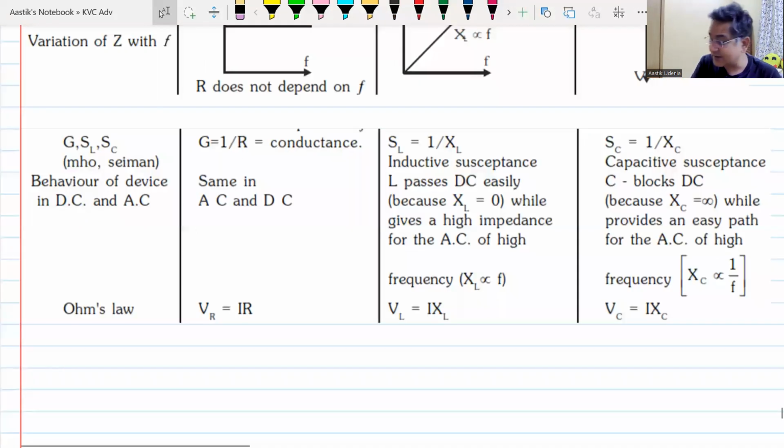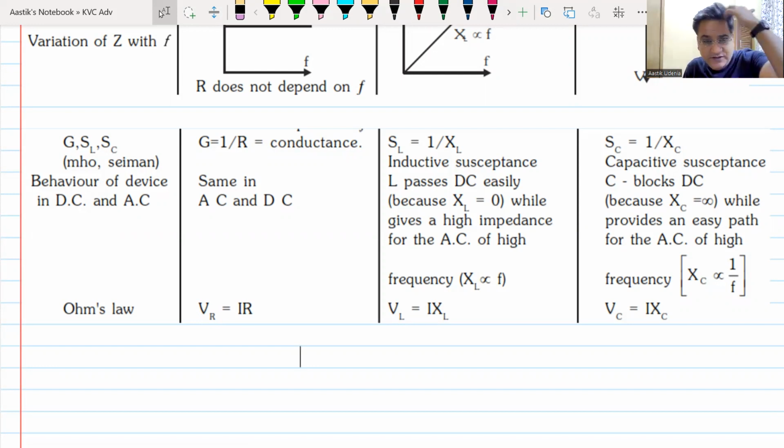Then in the next case, we have susceptance and all those things, the inverse of impedance, inverse of reactance and all that. We have already discussed this. Yes or no? Yes, sir. So that takes us, we are done with the simple circuits.